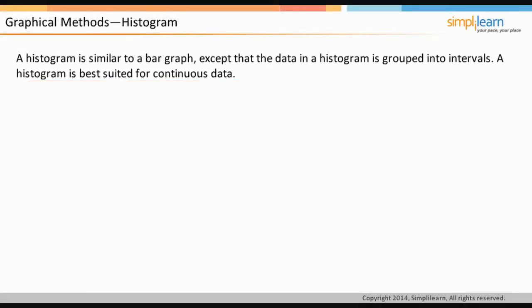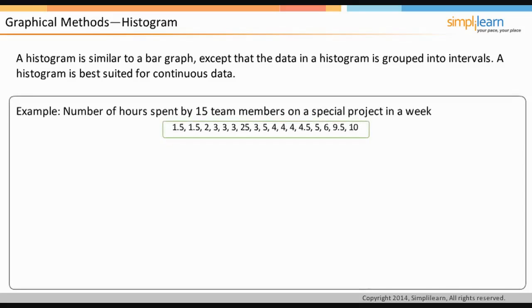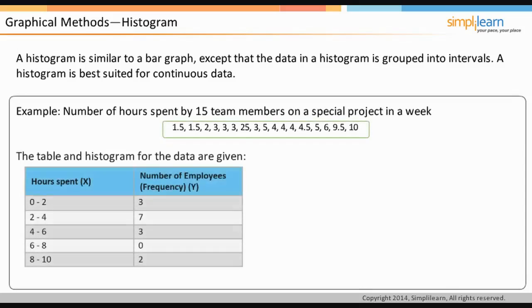In this screen, we will look at another graphical method, histograms. Histograms are similar to bar graphs, except that the data in histograms is grouped into intervals. They are used to represent category-wise data graphically. A histogram is best suited for continuous data. The following example illustrates how a histogram is used to represent data.